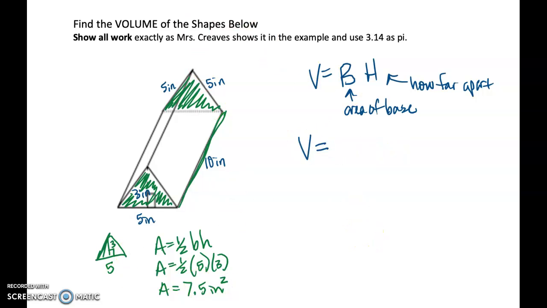So I'm going to come back over here now. Volume equals the area of our base, which is 7.5. Now, how far apart are those two triangles? They are 10 units apart. So our volume equals 75 inches cubed. Inches cubed because volume is always cubed.